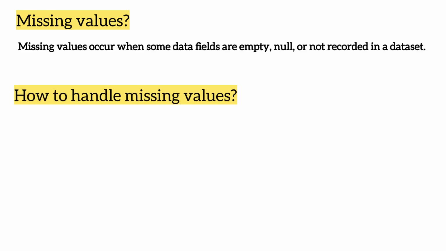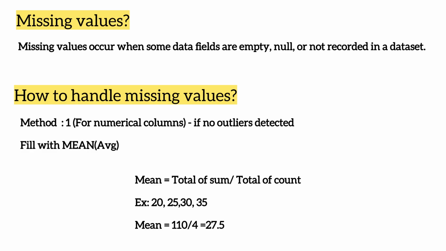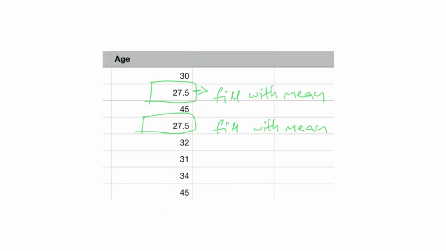How to handle missing values: fill with mean. Replace the missing value with the average value of the column. This method works well when the data is normally distributed and has no extreme outliers. Example: if ages are 20, 25, 30, 35, the average is 27.5. So the missing value can be replaced with 27.5.